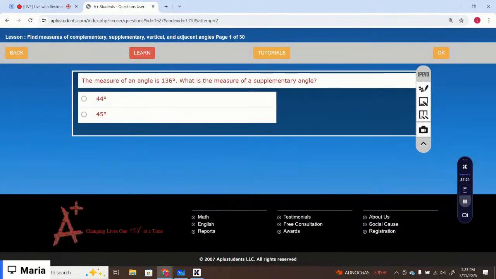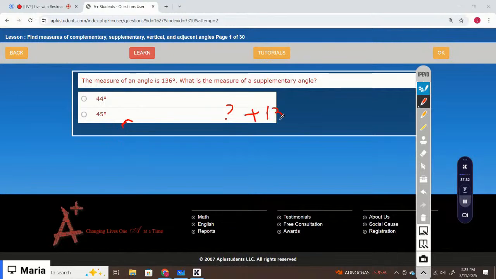What is the measure of an angle? The measure of an angle is 136 degrees. What is the measure of a supplementary angle? Supplementary angles are angles that sum to 180. The missing value plus 136 is 180. So you can move 136 to the other side. Just subtract, that is 44 degrees. So the measure of the supplementary angle is 44 degrees. Option number one is the correct option.